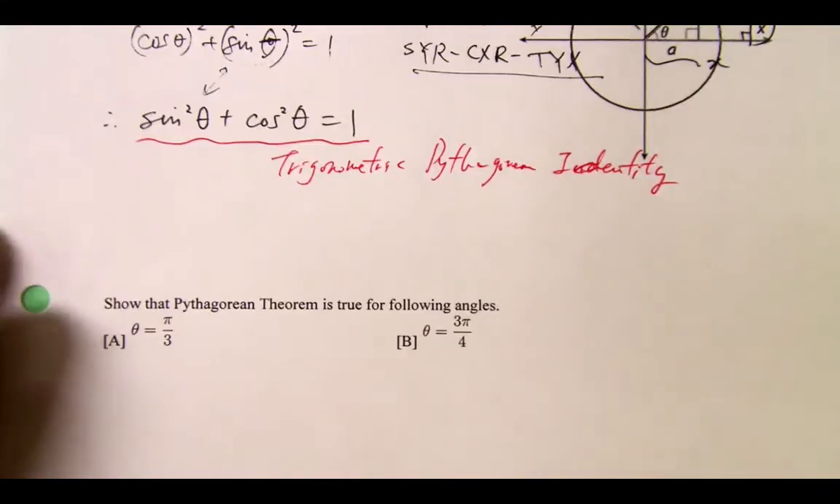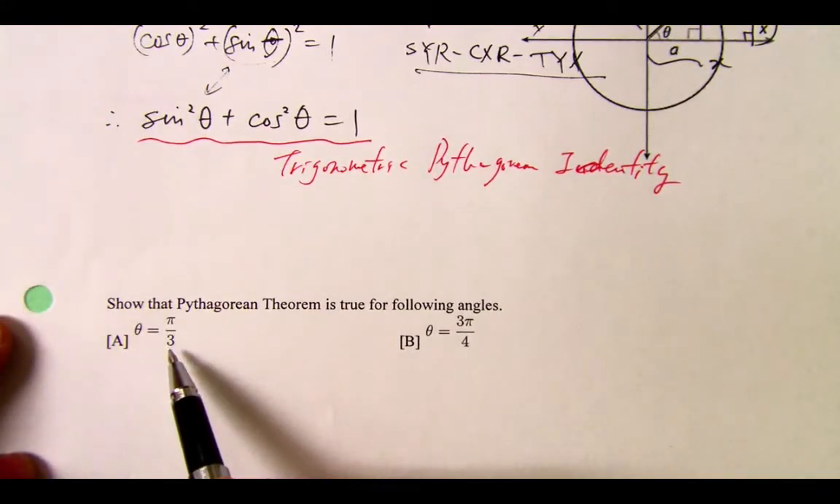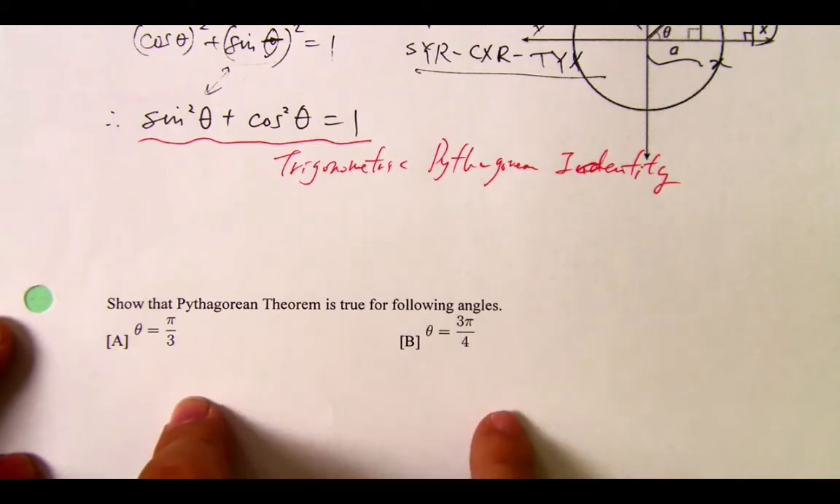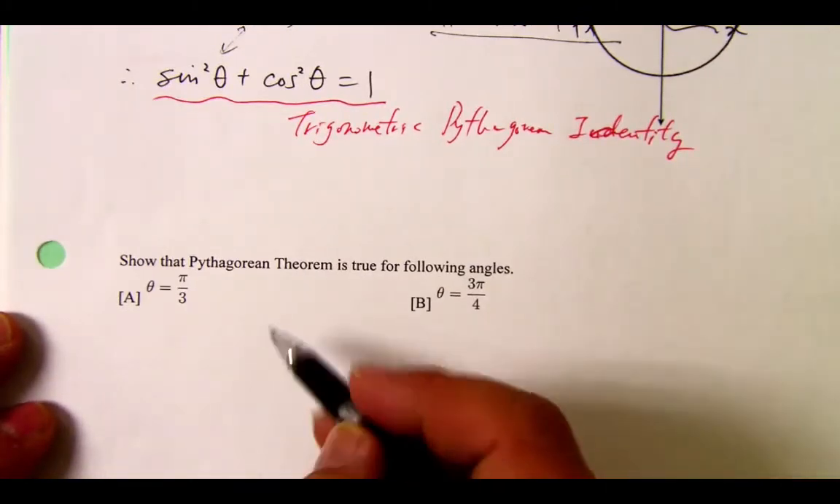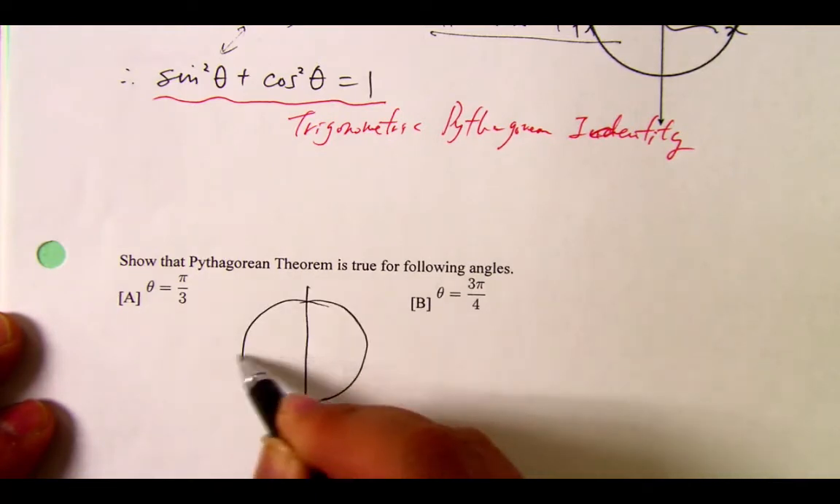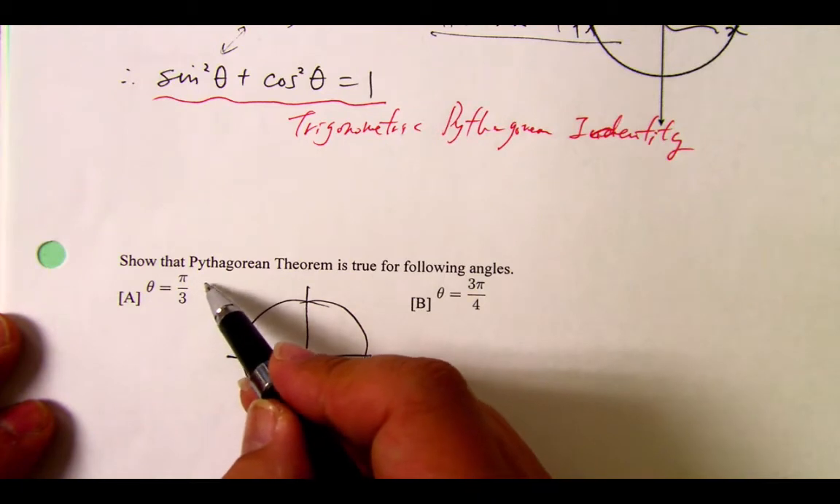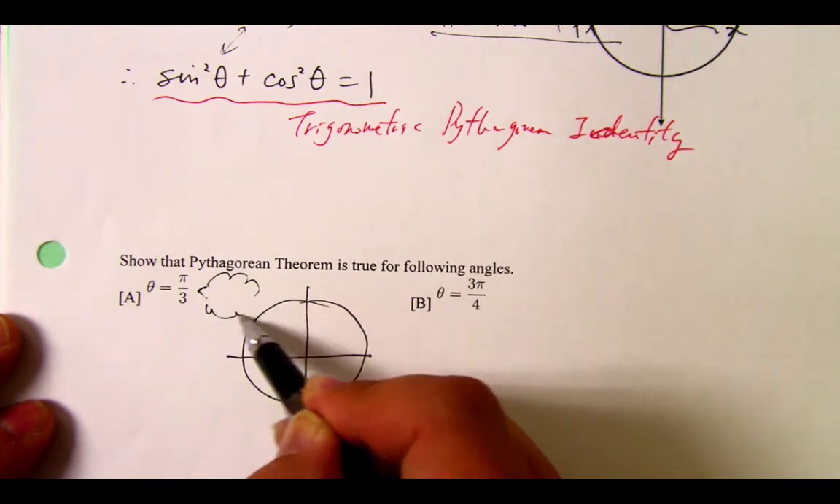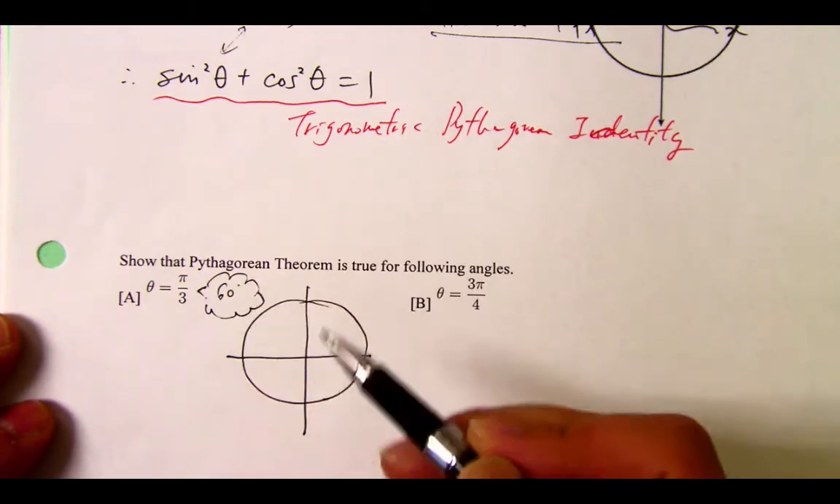Knowing this over here, they want us to show that it actually works for the following angles. Okay, let's take a look. As a part of the review, it's a good habit to just draw a unit circle, or any circle for that matter. And pi over 3 is, we should be thinking as soon as we see that, because pi is 180 degrees, divided by 3 is 60 degrees, right?